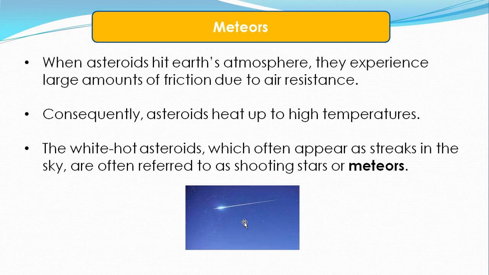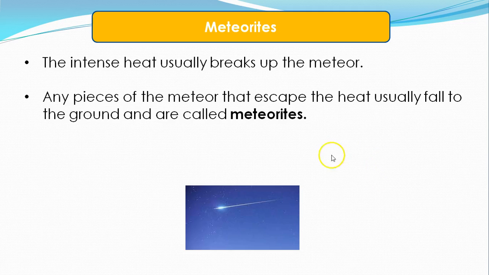When asteroids hit Earth's atmosphere, they experience large amounts of friction due to air resistance. Consequently, asteroids heat up to high temperatures. And the white-hot asteroids, which often appear as streaks in the sky, are referred to as shooting stars or meteors. The intense heat usually breaks up the meteor. Any pieces of the meteor that escape the heat usually fall to the ground, and they are called meteorites.